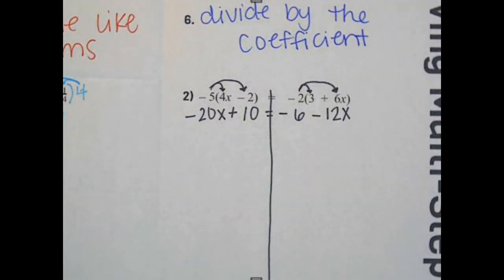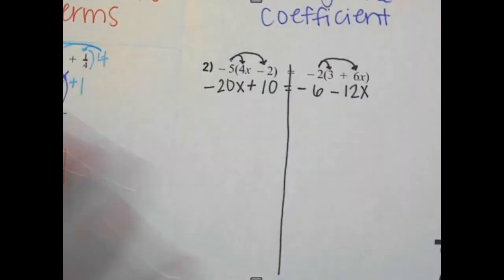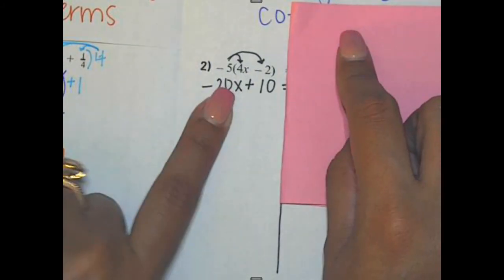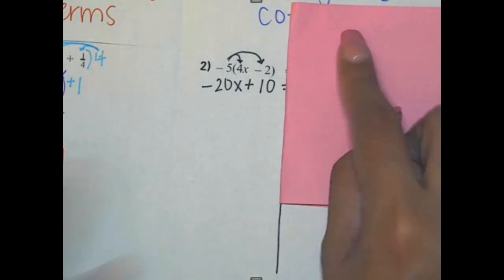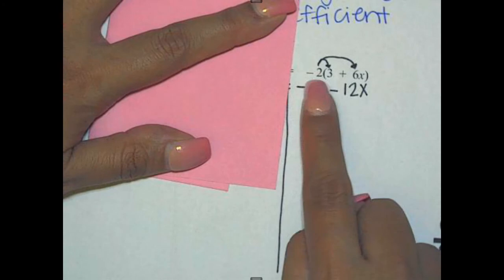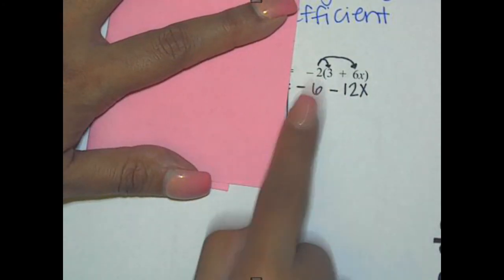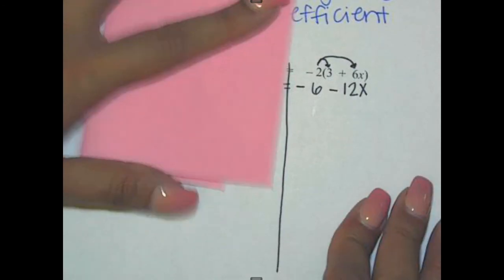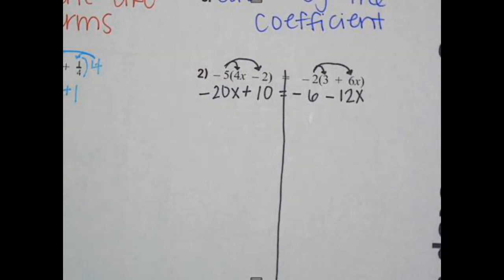And then I can move on to step 3, which is to combine like terms. So if I look at the left side, I have a variable and then I have a constant. I'm not going to be able to combine those. So when I look at the right side, I have a constant and a variable, but again, those are different things. There's no x's here, so I can't combine them. So I'm done with step number 3. So now I'm going to move on to step number 4.